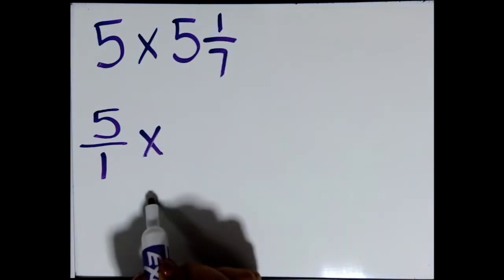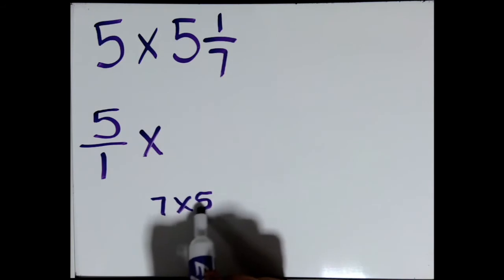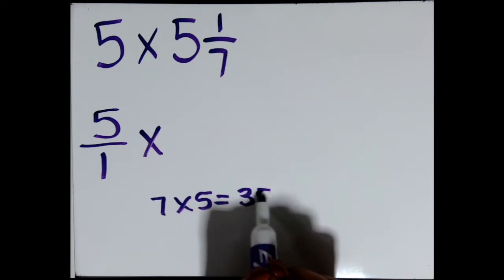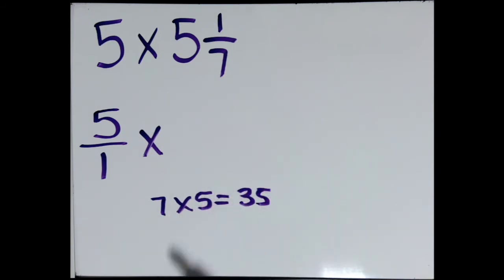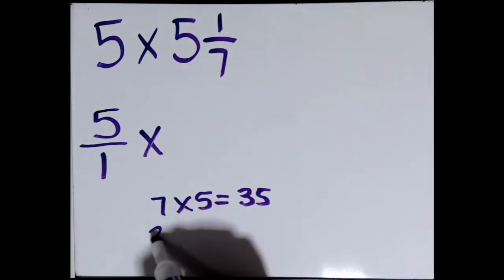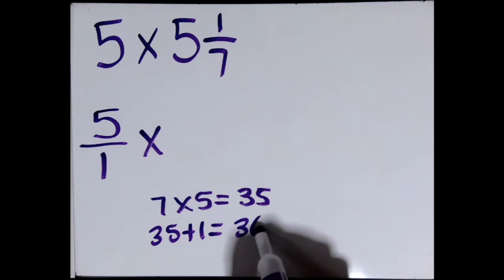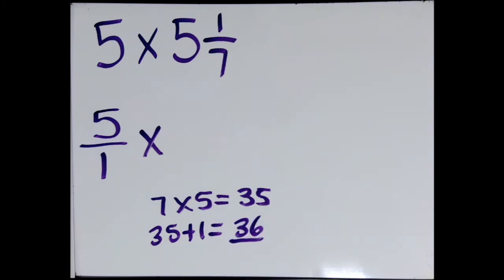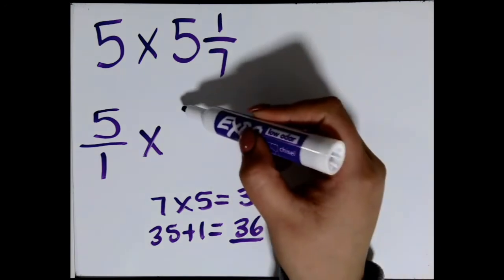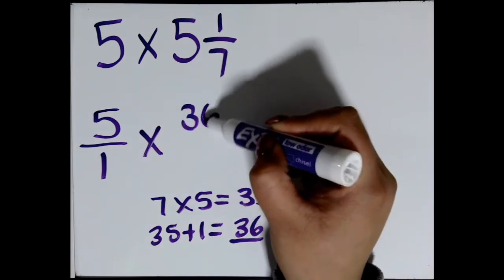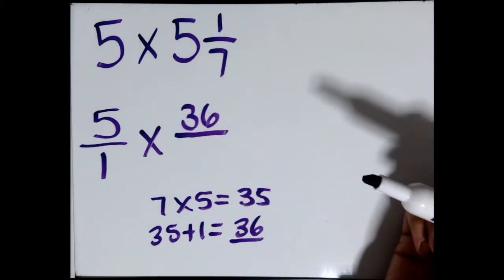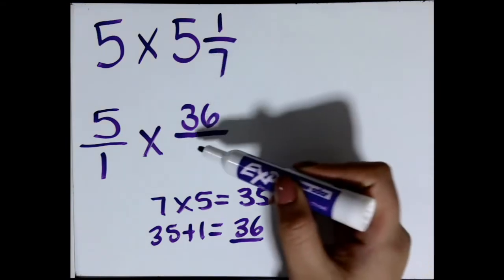I'll have 7 times 5, which is 35. Then to that 35, I'm going to add the 1. 35 plus 1 equals 36, and this is the number that is going to be my new numerator for my improper fraction. I will have 36. Then I will use the same denominator, which is 7.